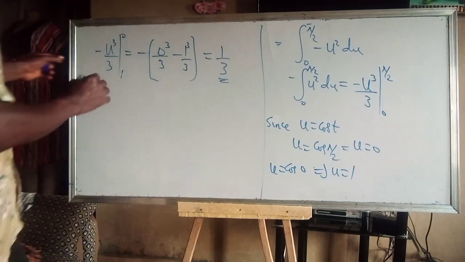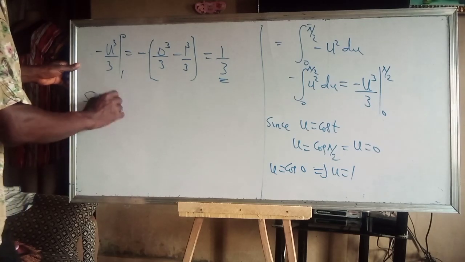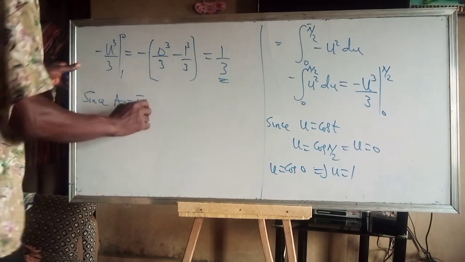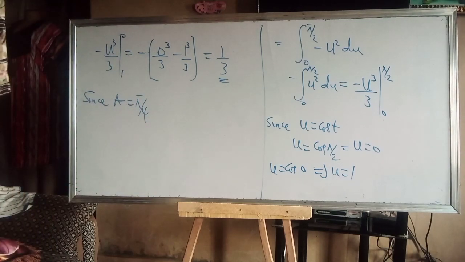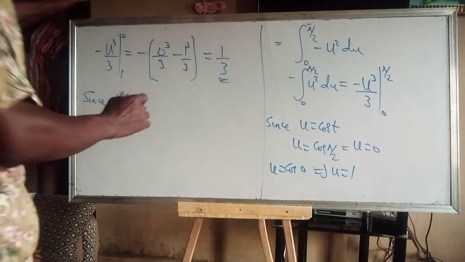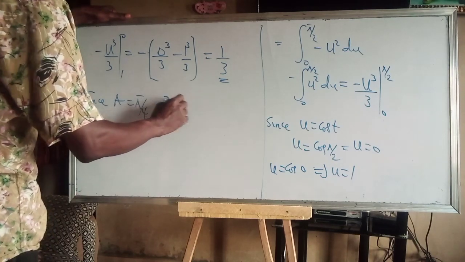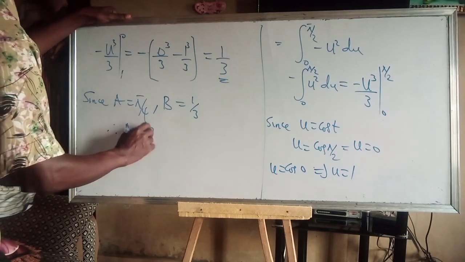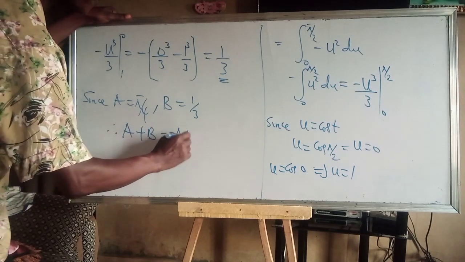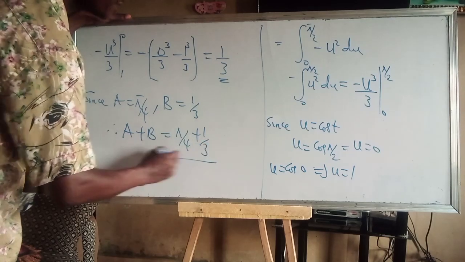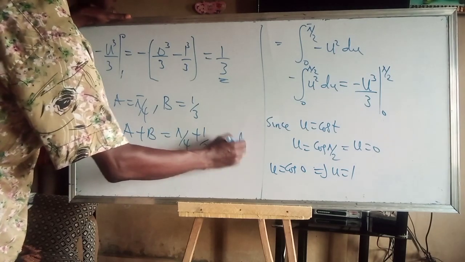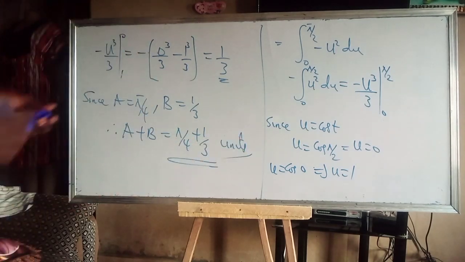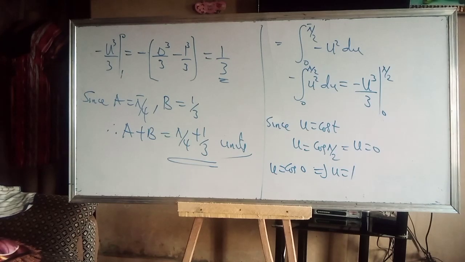Now, since a is equal to pi all over 4, is that what we got for a? A is equal to pi over 4, beautiful, yes. And b is equal to 1 over 3. Therefore, a plus b will be equal to pi all over 4 plus 1 over 3 units, as the case might be. So with this, we have come to the end of the solution to this problem.